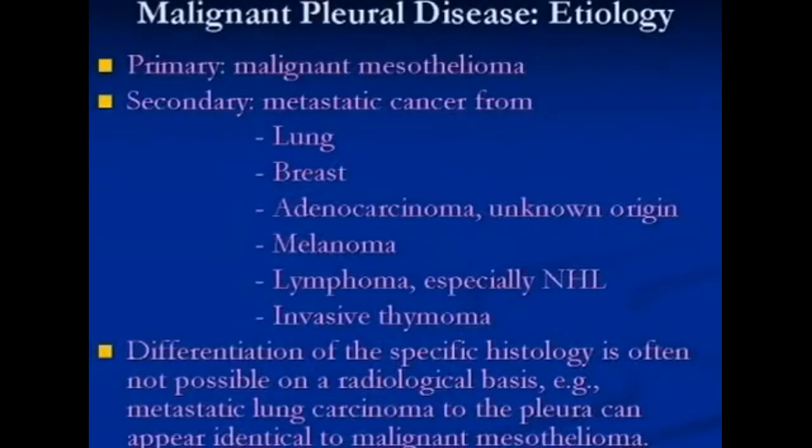Okay, now we'll do malignant pleural disease. Obviously there are primary and secondary forms. The secondary ones are most commonly from lung or breast, particularly if they're unilateral. If they're bilateral, then other things to include are adenocarcinoma of unknown origin, melanoma, lymphoma, or invasive thymoma. Differentiation based upon specific histology is not usually possible, but the pattern is helpful and can help you make a diagnosis, and I'll show you that in a few moments.